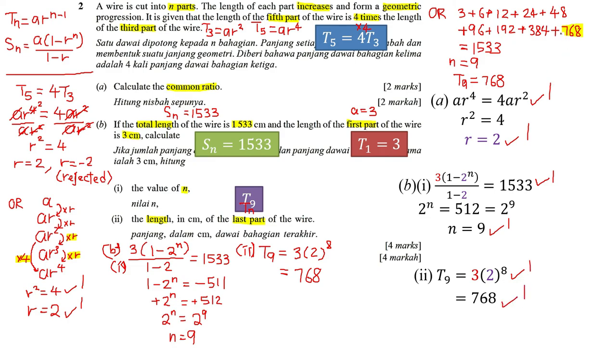But if you are using the listing method, once you list down completely from 3 until 768, you will get your first mark. Once you list it completely with the plus to find the sum, you will get your second mark. The answer for n equals 9 will give you the third mark. And the answer 768 gives you the fourth mark.